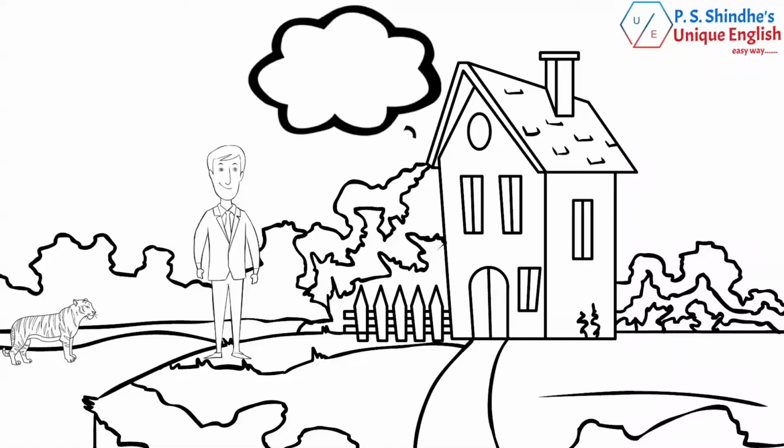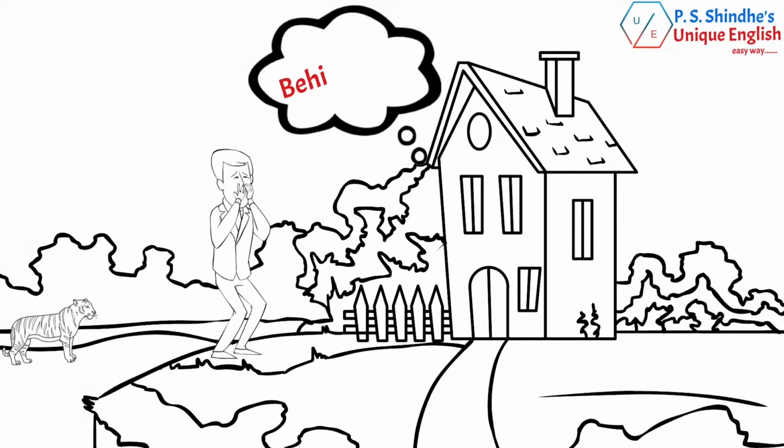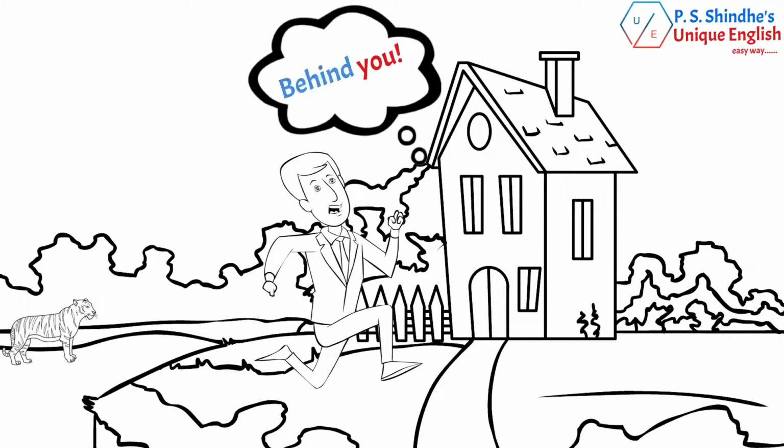Tiger, tiger! Someone alerted from the house window. "Where?" the man asked with fear. "Behind you." Had the man not escaped after the warning, he could have lost his life. Such is the power of prepositions. Here the preposition behind guided the man where to run.